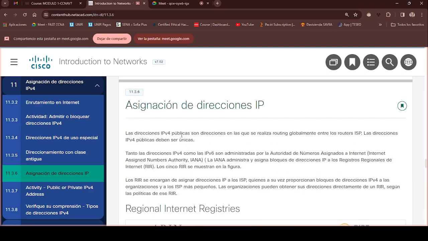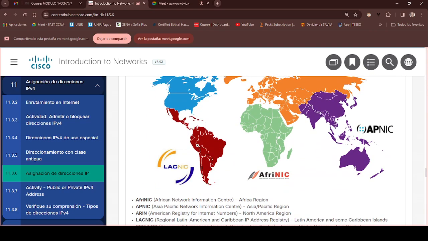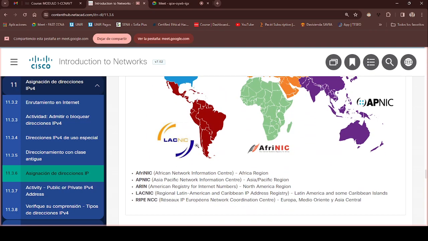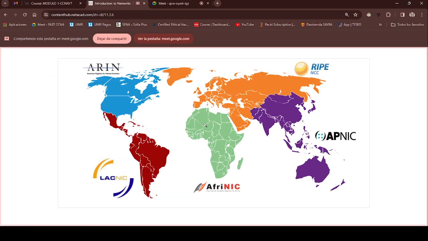Hoy en día usamos algo que se llama CIDR o Classless Interdomain Routing. Pero como les digo, es un concepto que no es tan interesante porque ya esto no se usa, eso es más bien cultura general. Ahora, ¿quién asigna el direccionamiento IP?